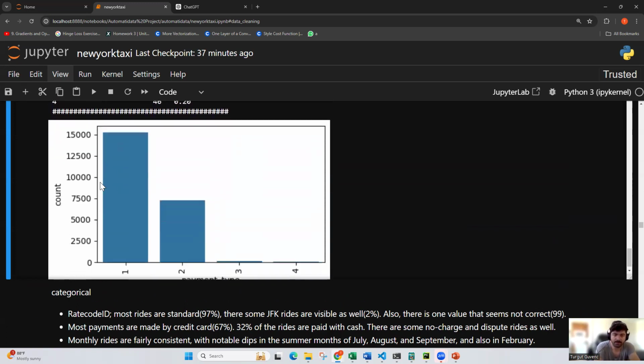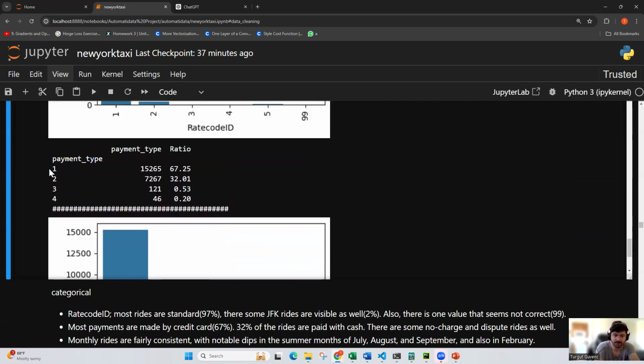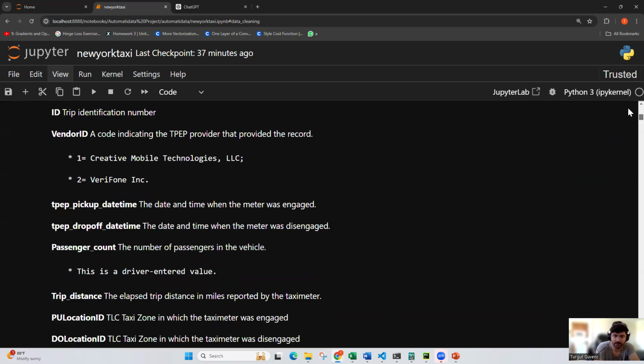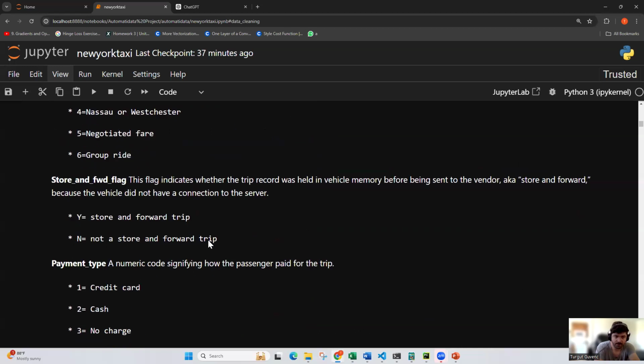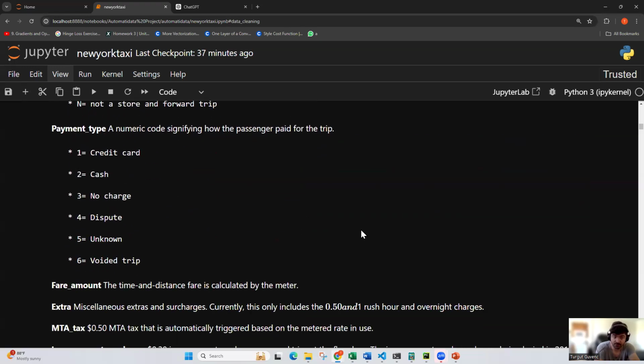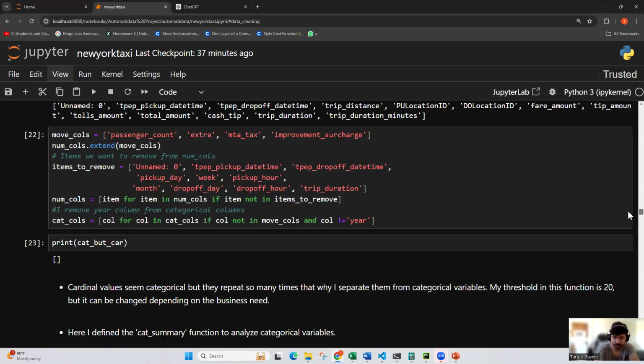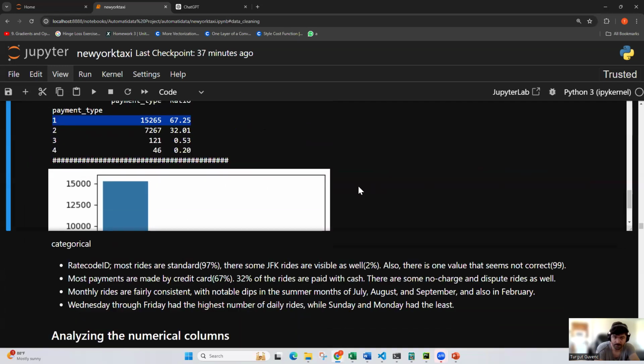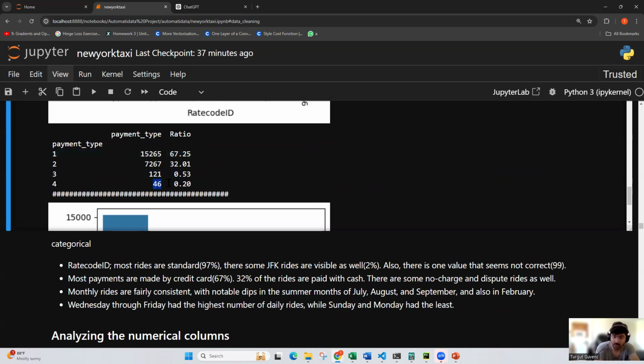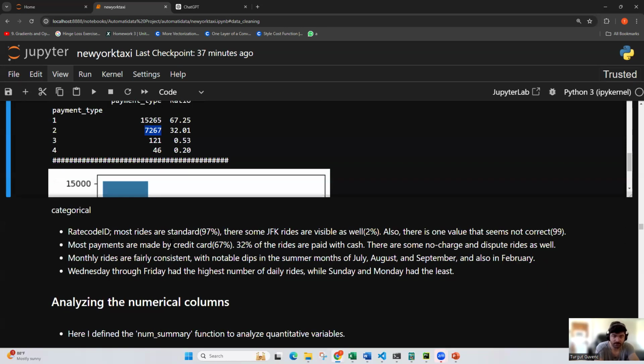Okay, so there's a payment type, and as we can see, most of the payment type is one, which must be a credit card. Let's check our data set real quick. Where are the payment types? Okay, a credit card, second is cash, then no charge and dispute, 3 and 4, right? Yes, there is a no charge and there are disputes, a small amount, but mostly paid by credit cards, 67 percent. And there are others; a really good number of people paid cash as well, right?